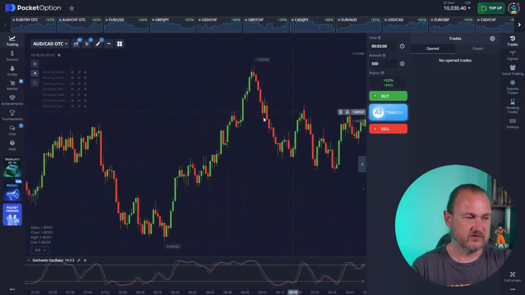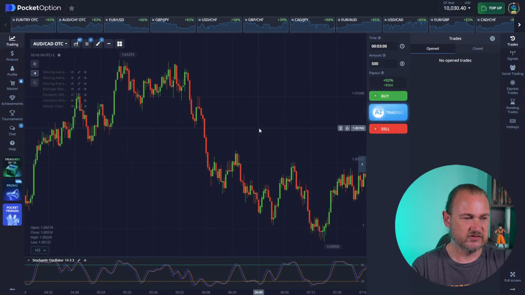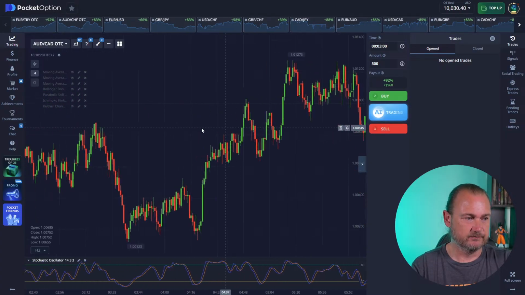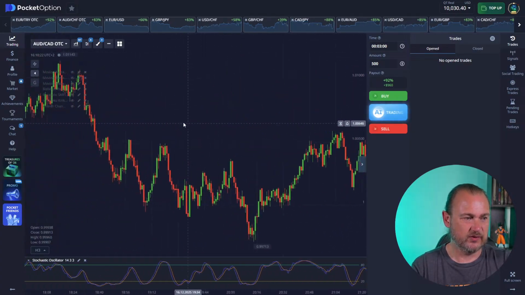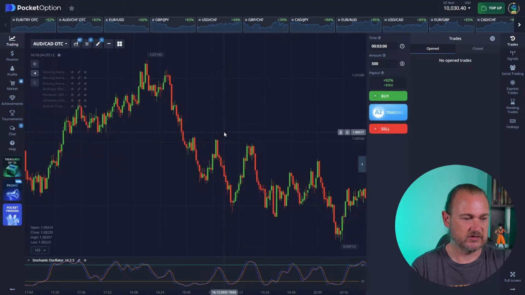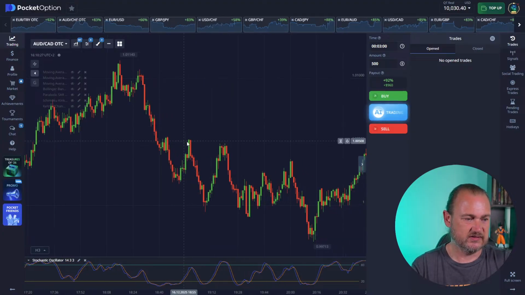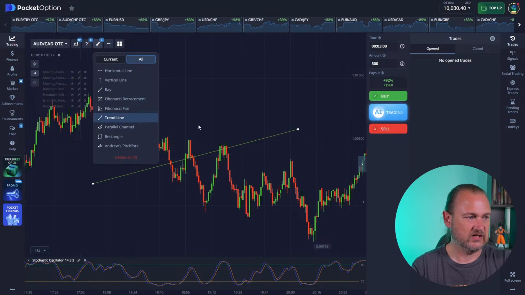Let's see if we can find an example of what hidden divergence would look like in a bearish trend. So first we're going to just have a look quick and see if we can find an area where price is dropping. Here we go. So this is an example of bearish divergence. Let's draw this in quick.